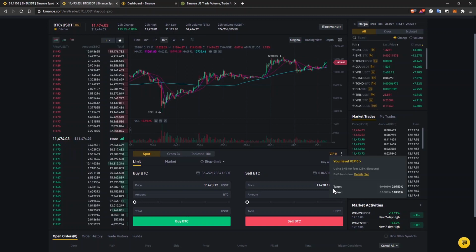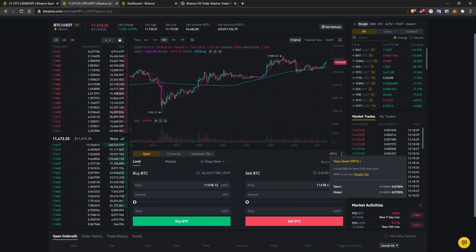And right now the taker and maker fees are the same, but usually if you are a maker you pay less fees, and if you are a taker you pay more. But at this level, the VIP 0, the basic level, the fee is the same, but on different platforms, on different exchanges, you might see a difference in them.